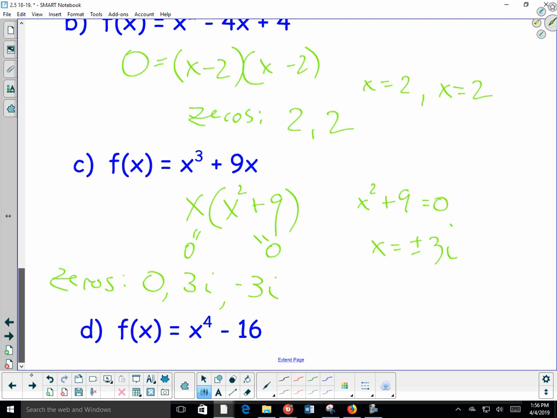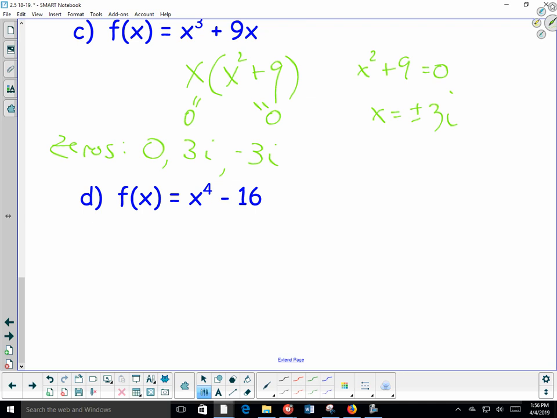How about letter D? In this case, we've got x to the 4th minus 16. Veronica, what do you think we're going to do to find the zeros here? You would do x squared minus 4 times x squared plus 4. Veronica is noticing that this is a difference of 2 perfect squares, so she is factoring it into x squared minus 4 and x squared plus 4. Do people agree with that?